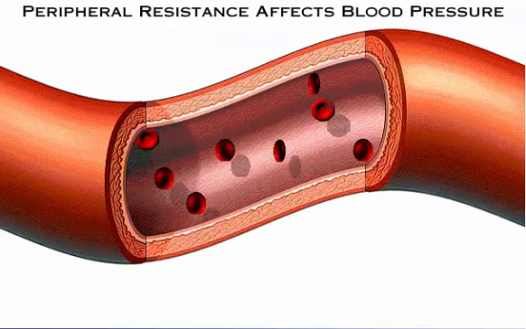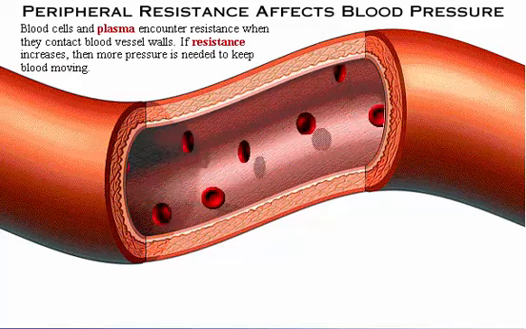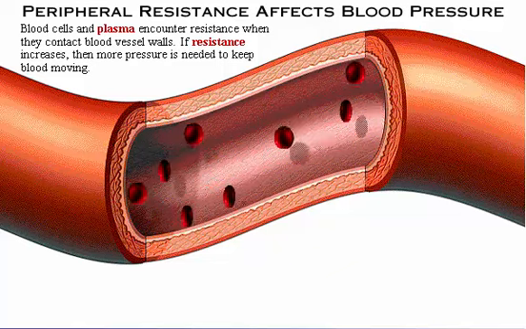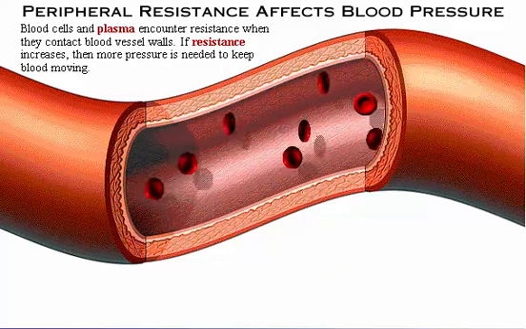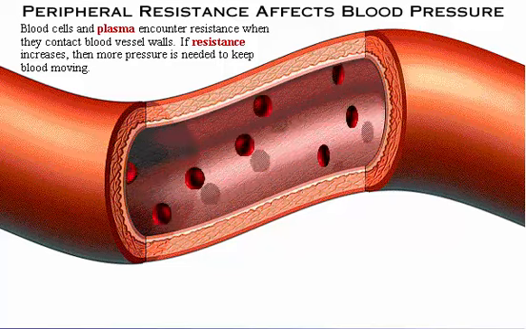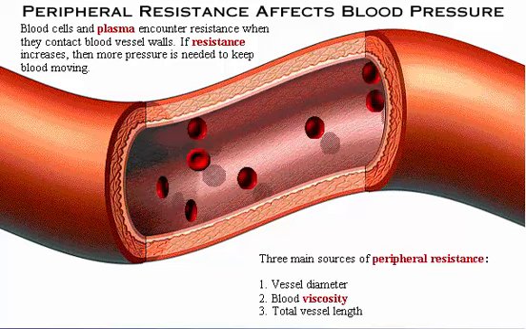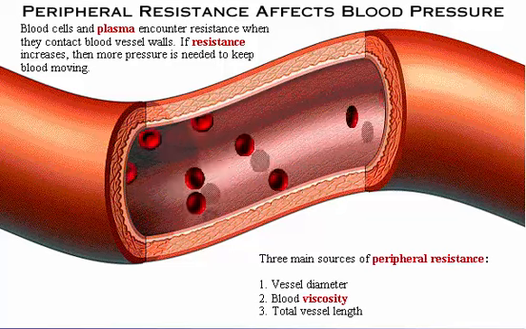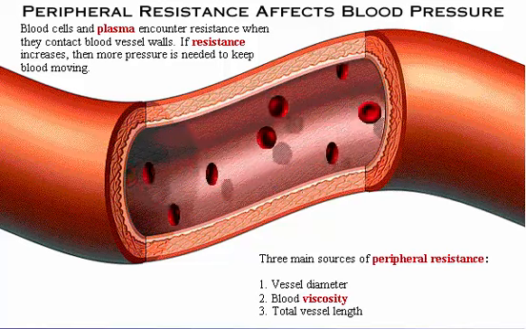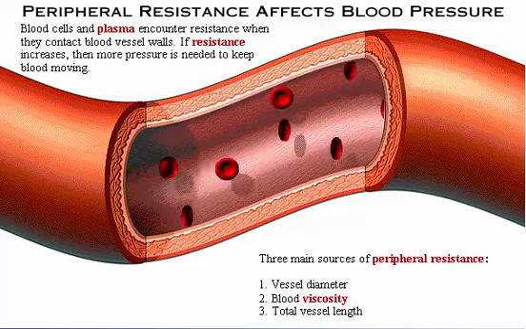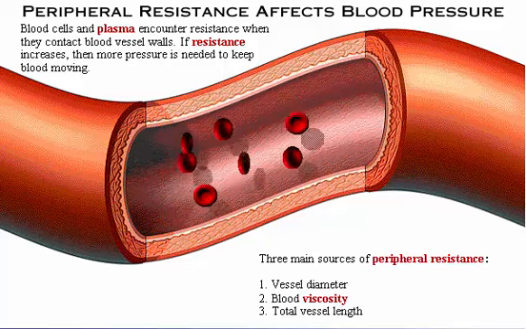One of the main factors that affects blood pressure is peripheral resistance. Blood cells and plasma encounter resistance when they contact blood vessel walls. If resistance increases, then more pressure is needed to keep the blood moving. There are three main sources of peripheral resistance: vessel diameter, blood viscosity, and total vessel length. We will explore these sources of resistance in more detail on the following screens.